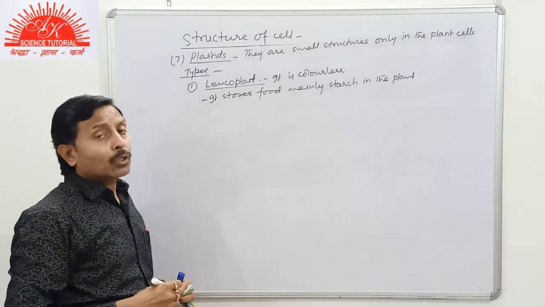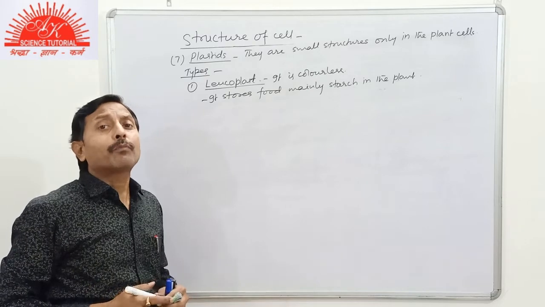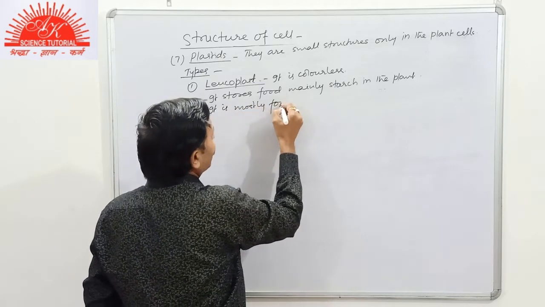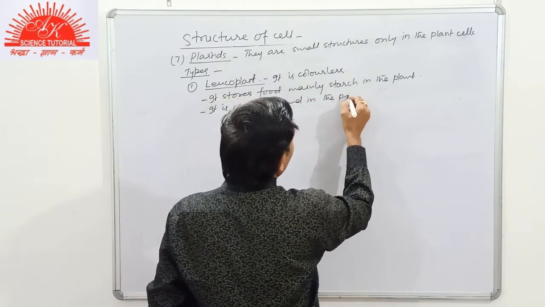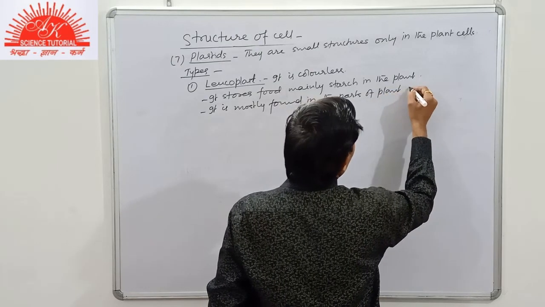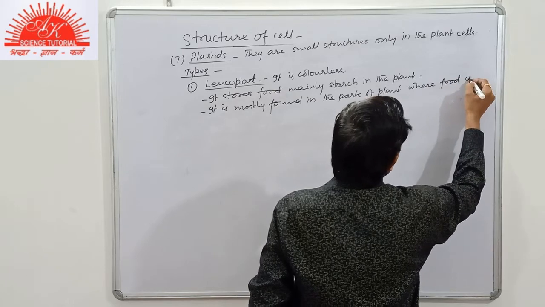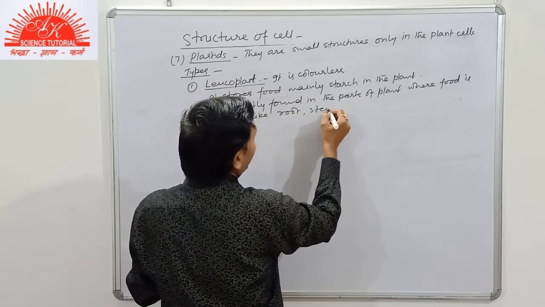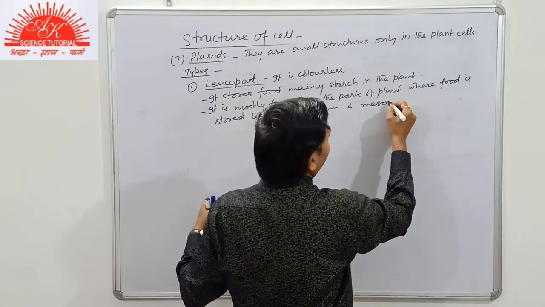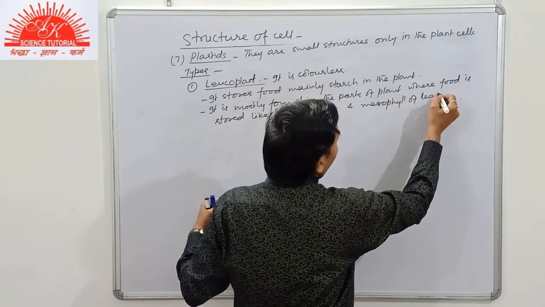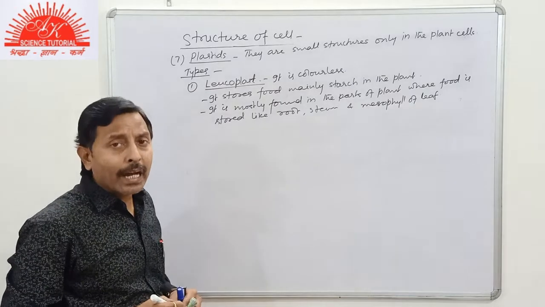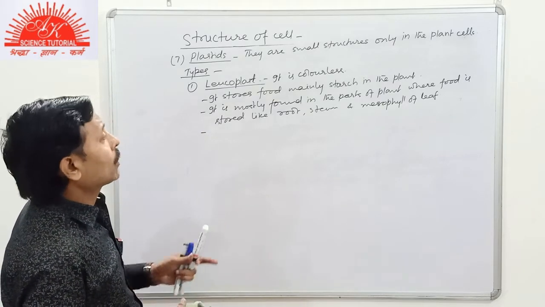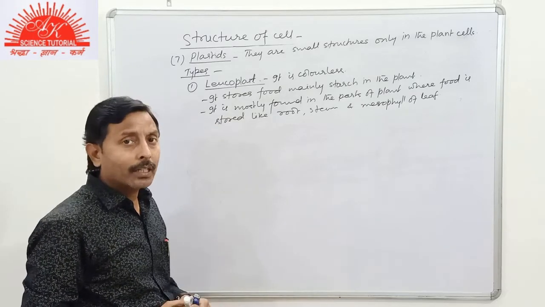Since it stores food, it is mostly present in those parts of the plant where the food has to be stored, like root, stem and mesophyll of leaf. Actually they are found mostly in parenchymatous tissue. Since leucoplast stores food, it is found in the parts where food is stored. Clear, students?